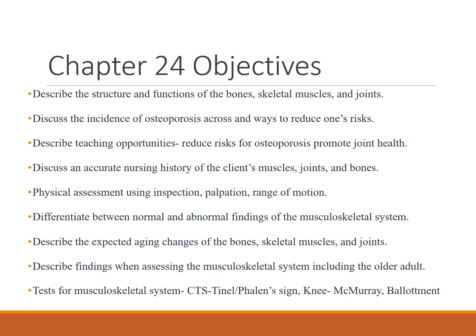Be informed about the physical assessment of inspection, palpation, and range of motion for the system. Differentiate between normal and abnormal findings. Describe the expected aging changes of the bones, skeletal muscles, and joints. And describe findings that might be noticed with the older adult. And the tests for the musculoskeletal system, including those for carpal tunnel syndrome and the knees.